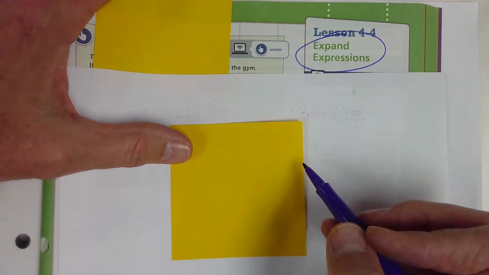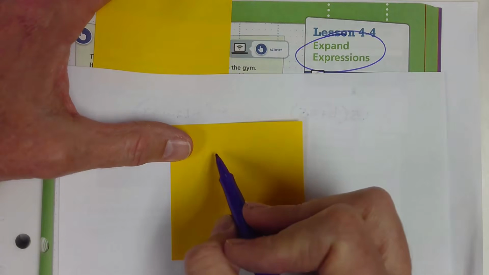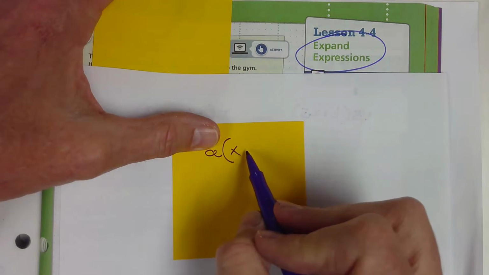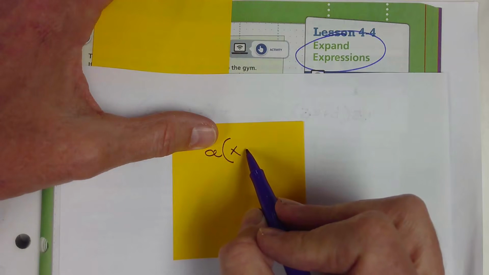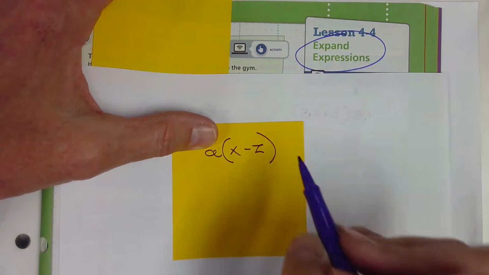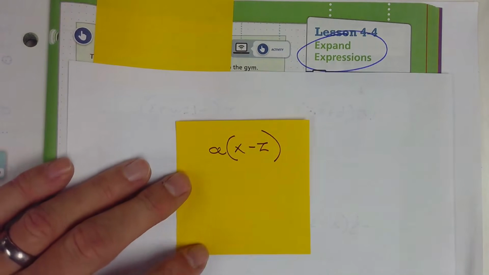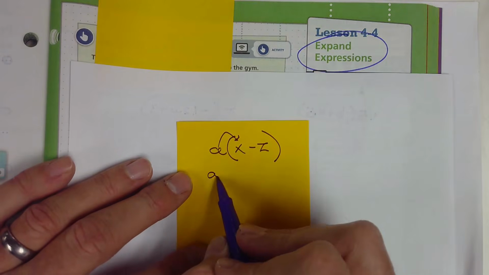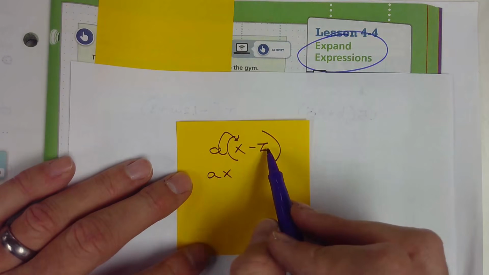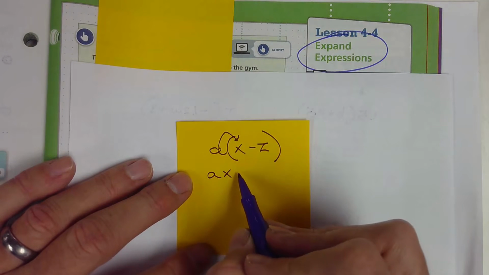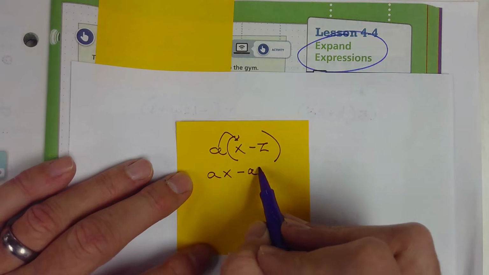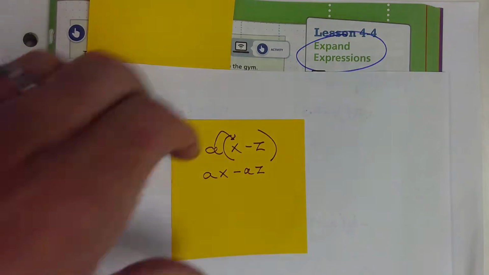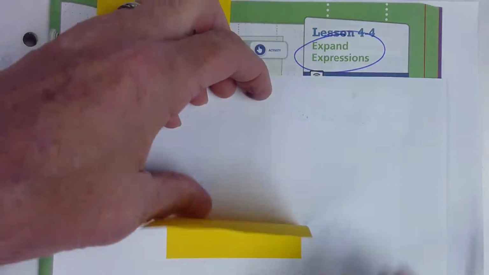So let me give you an expression that's in just algebraic form. If I just had a right here and x right here, minus z right there, if you were to write this in expanded form, you just use the distributive property. A times x is going to be ax, and then a times a negative z is going to be minus az. That's all you're doing. And so I'm going to give you several examples.